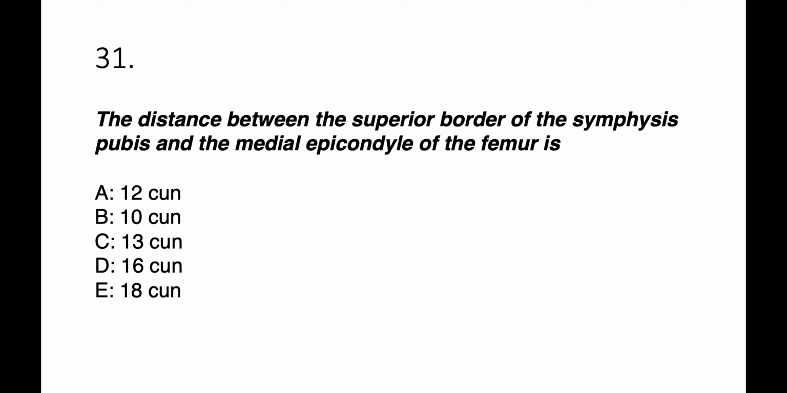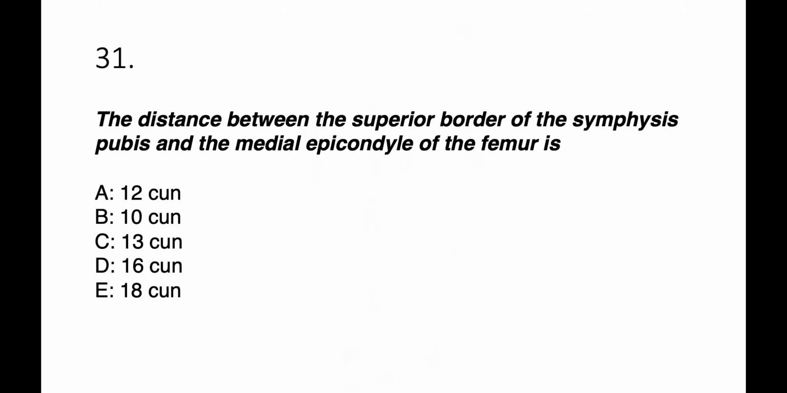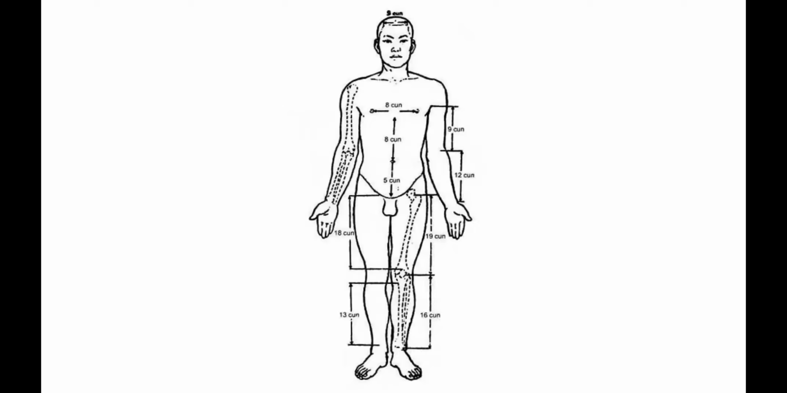Thank you, Doc. Sinong gusto next? Can we call on Sir Leo? Yes, Doctor. Okay, go. The distance between the superior border of the symphysis pubis and the medial epicondyle of the femur is A 12, B 10, C 13, D 16, and E 18. Number 31. What's your answer? Letter E, 18. Okay, do you see this one?